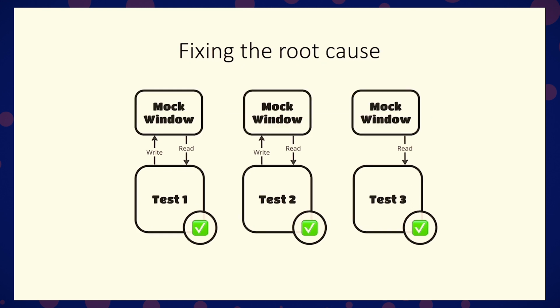The best solution, really, is if you can find the root cause and fix that root cause. It might be that you have 5 tests that are flaking all on their own. And when you fix the root cause, suddenly all 5 of those flaky tests are fixed in one fell swoop.